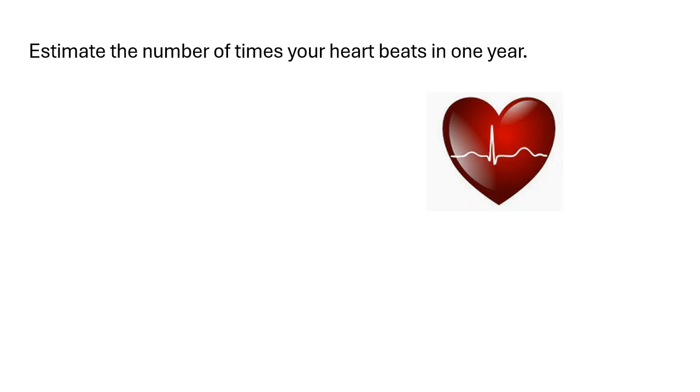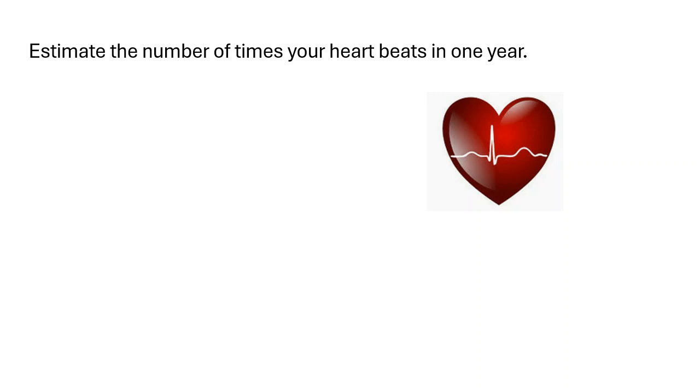In this video, we're going to look at doing some estimating. So the first question we're going to look at is to estimate the number of times that your heart beats in 1 year. Obviously our heartbeat changes throughout the day, whether we're sleeping or exercising, so it'd be pretty tough to actually count the number of times your heart beats in 1 year. But how could we go about estimating it?